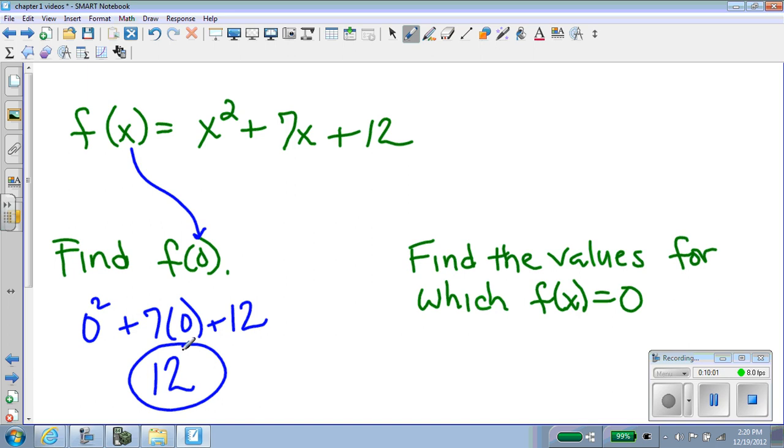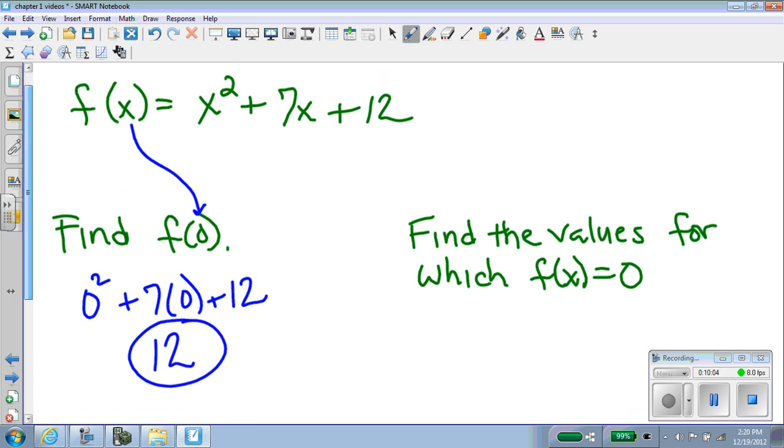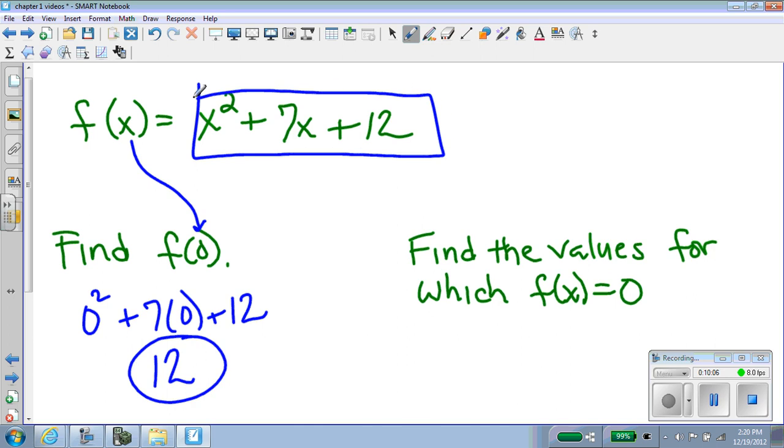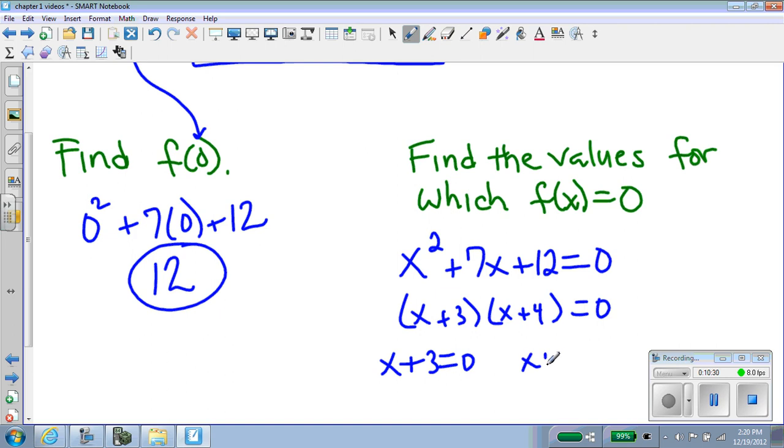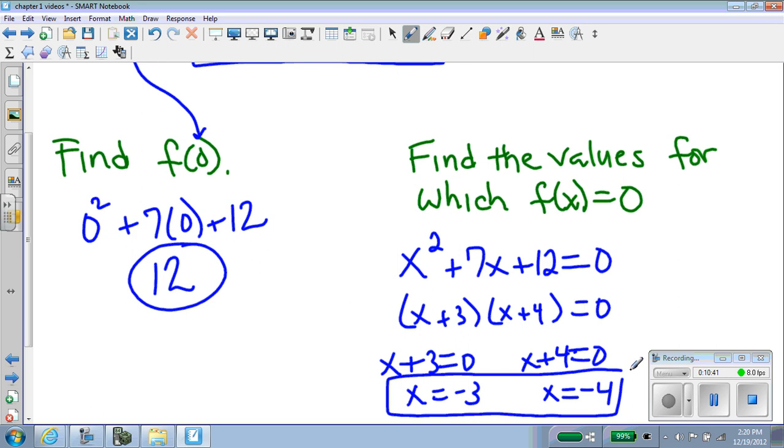Find the values for which f of x equals 0. Well, f of x is this whole thing. x squared plus 7x plus 12 equals 0. Oh, well, I put on my good factoring skills. So this product, x plus 3 times x plus 4, is equal to 0, so either x plus 3 equals 0 or x plus 4 equals 0. So x equals negative 3 or x equals negative 4. Those are the values for which f of x equals 0.